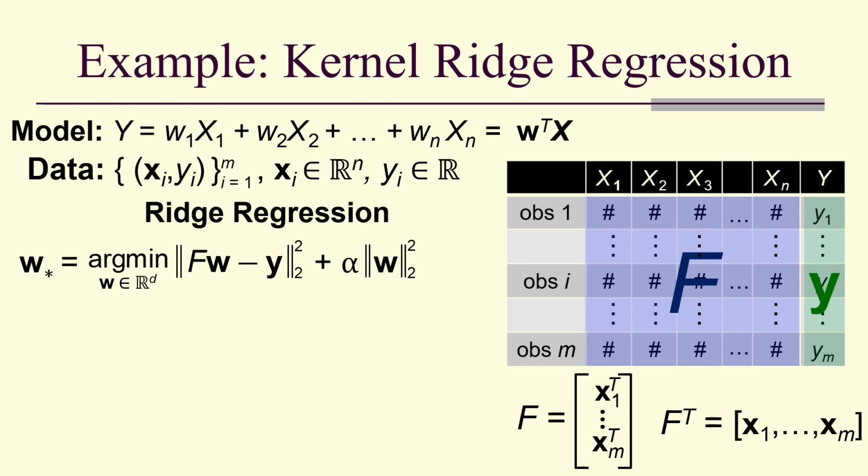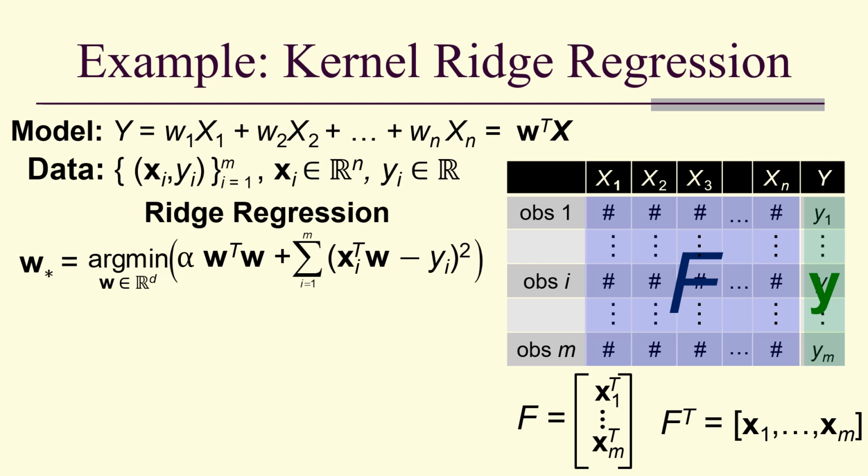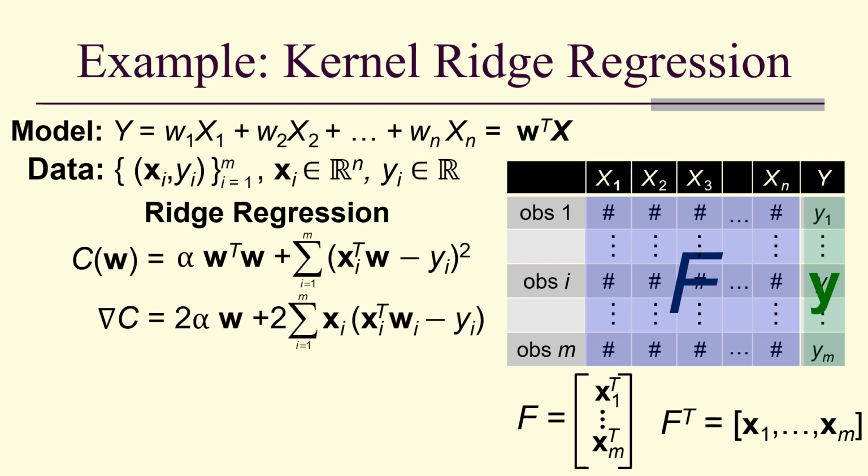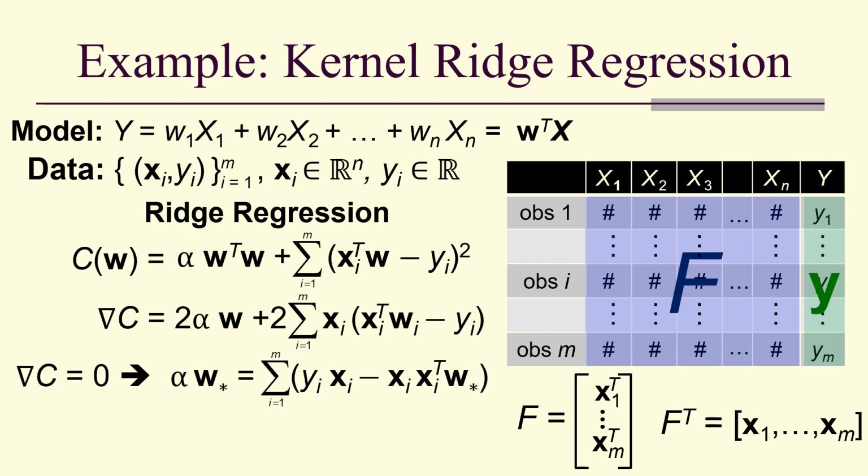Alpha is our regularization parameter. And we can rewrite that in summation form, which looks like this. Now we'll define C of W to be that objective function. We take its derivative. Notice we have x_i, x_i transpose w minus y sub i. So we're going to factor. And notice that when we set it equal to 0, the y sub i term is down front because we had to take a negative of that summation.